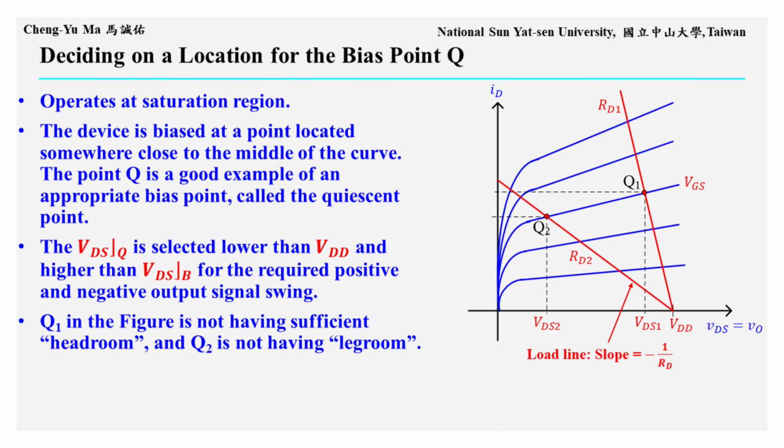Similarly, if the operating point is chosen near Q2, the DC output voltage VDS2 is close to the triode region. This limits the maximum negative swing of the output signal, and this lower voltage margin is called legroom. In addition to the choice of VGS, the choice of RD is also important. A smaller RD moves the operating point toward Q1, while a larger RD moves it toward Q2. This bias point selection concept is similar to what we discussed for BJT amplifiers.